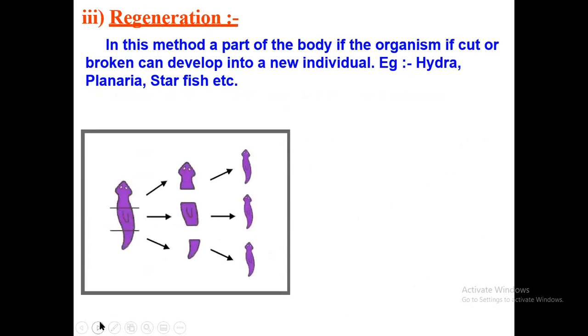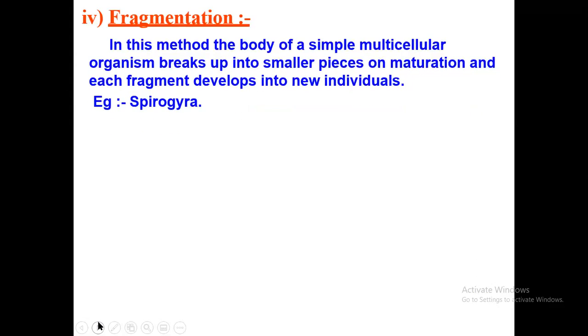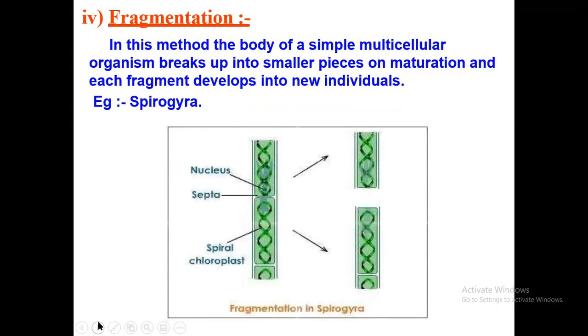Regeneration. In this method, a part of the body of the organism is cut or broken and can develop into a new individual, like hydra and planaria. Fragmentation. In this method, the body of a simple multicellular organism breaks up into smaller pieces on maturation, and each fragment will develop into a new individual. Example is Spirogyra. See, these are the fragments. After separation, these fragments will develop and survive as new individuals.